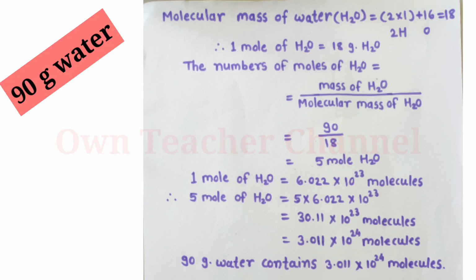That means 3.011 into 10 raised to power 24 molecules. 90 gram water contains 3.011 into 10 raised to power 24 molecules.